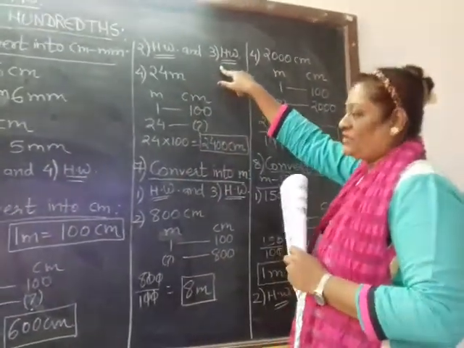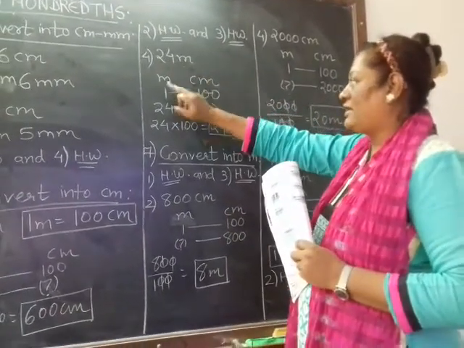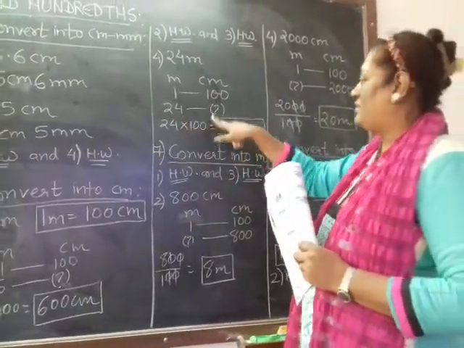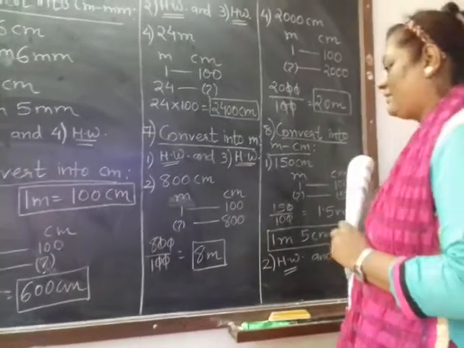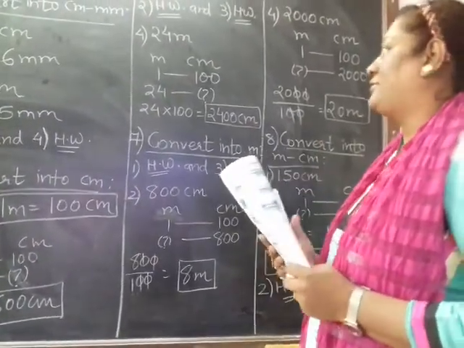2 and 3 of question number 6 in the homework. Question number 4. 24 meter. Convert into centimeter. 1 meter is 100 centimeter. 24 meter means 24 into 100, that is 2400 centimeter. Hopefully this is clear to you.